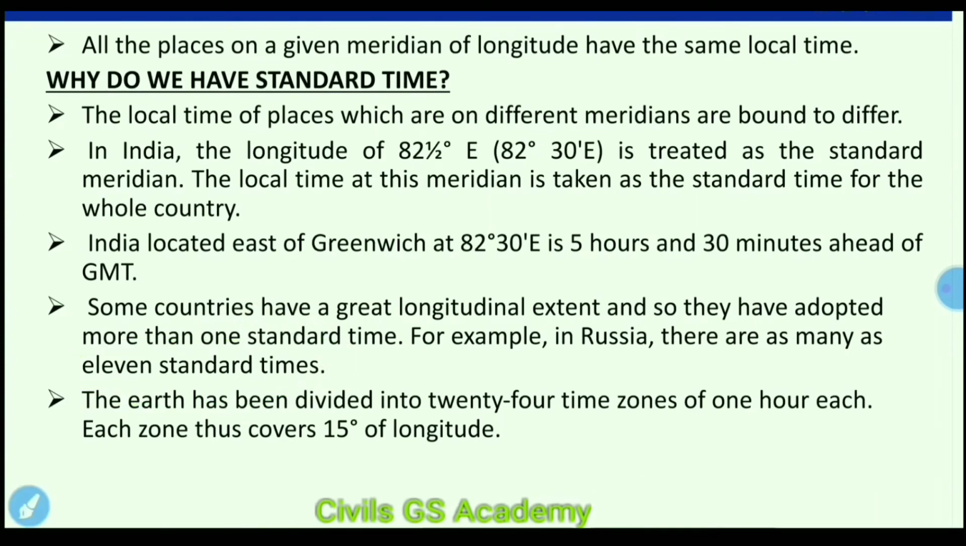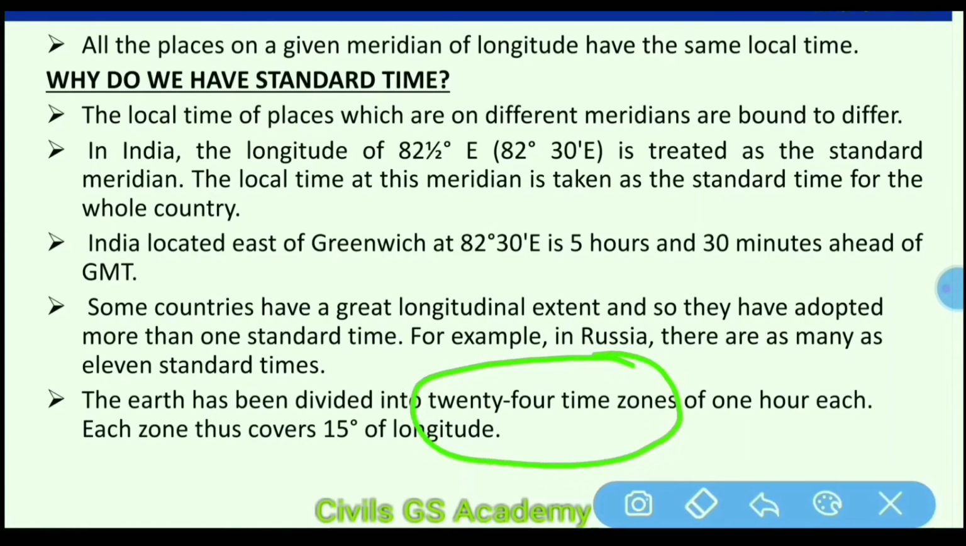The earth has been divided into 24 time zones of 1 hour each. Each zone thus covers 15 degrees of longitude. The earth has been divided into 24 time zones.